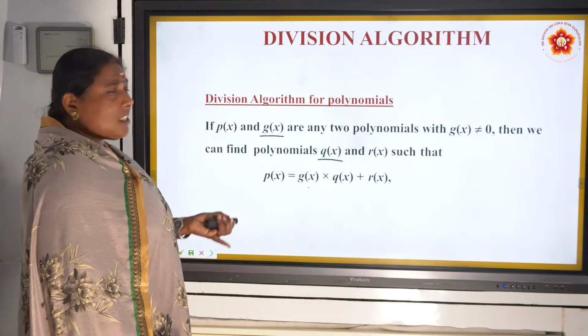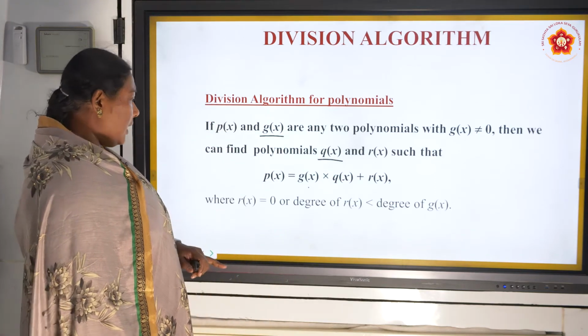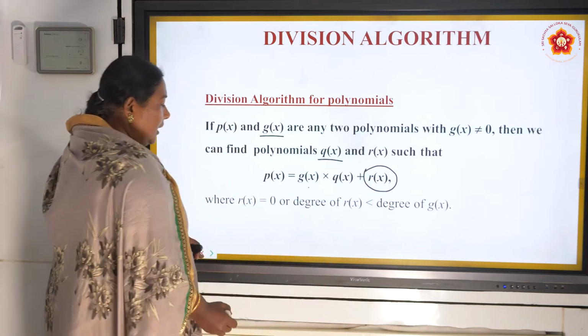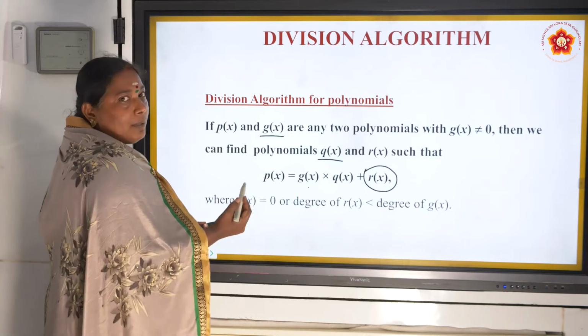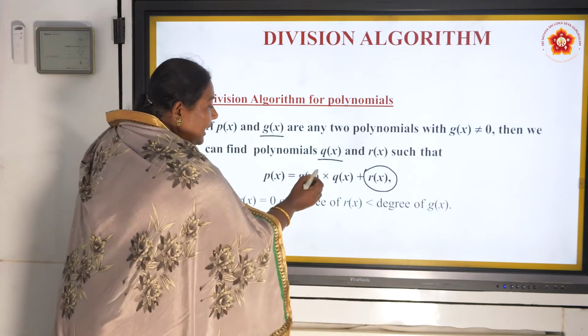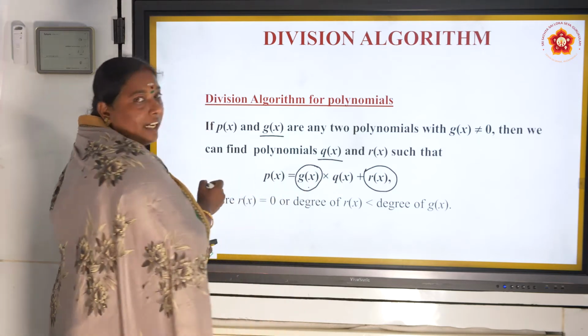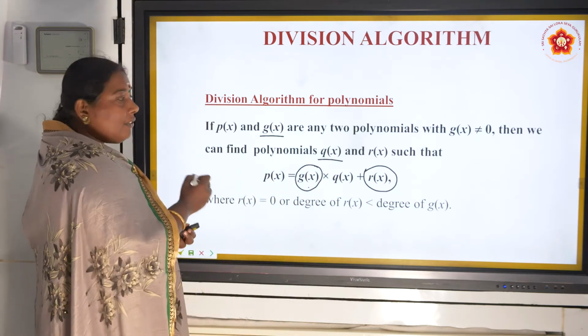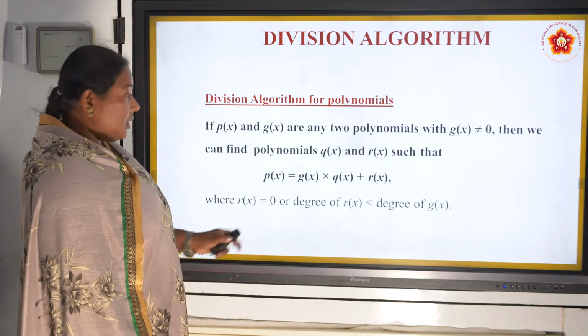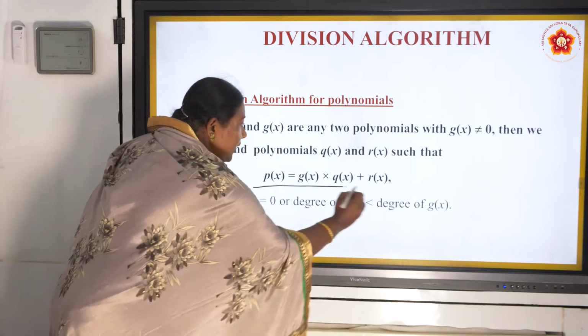Understood? So in this some notes are there. Always our R of x, its degree will be equal to 0 or its degree will be less than the divisor. We will see it in the sums. I think you understood this. This is a very, very important one.